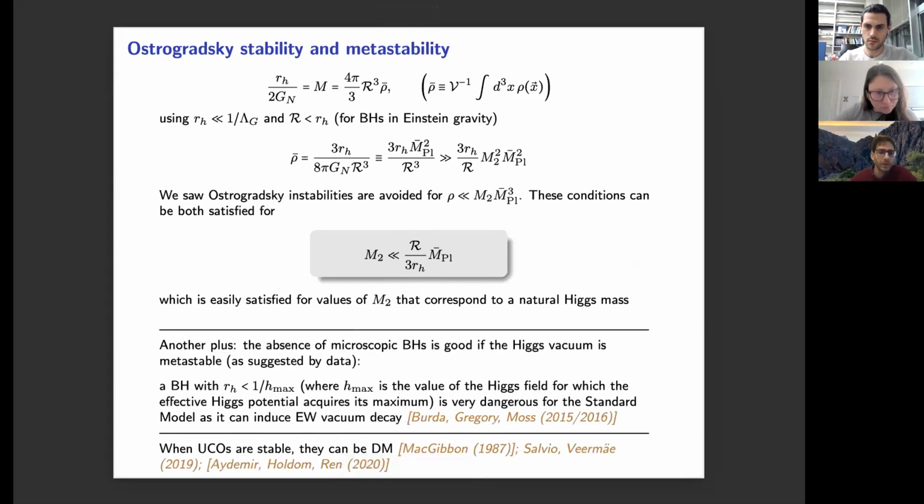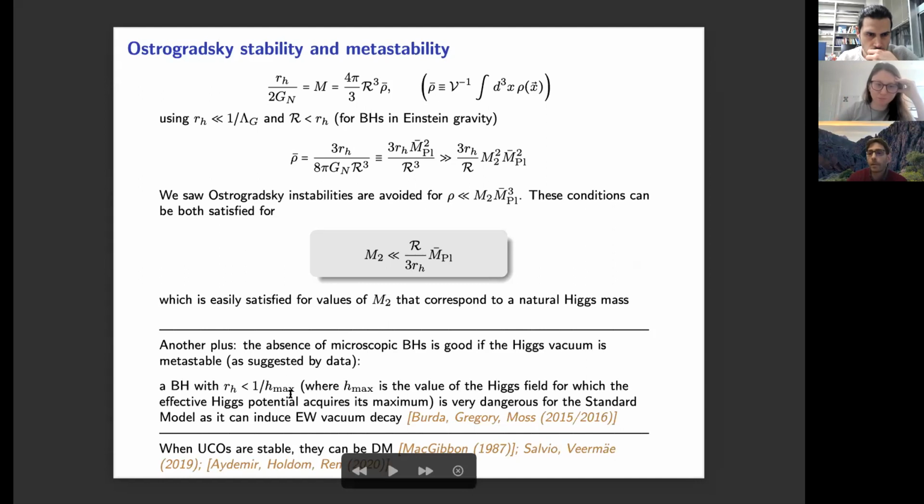Another plus of the linearization mechanism is the fact that the absence of microscopic black holes is good news for the Higgs vacuum instability, because a black hole with RH smaller than 1 over H max, where H max is the value of the Higgs field for which the effective Higgs potential acquires its maximum, is very dangerous for the standard model, as it can induce electroweak vacuum decay.